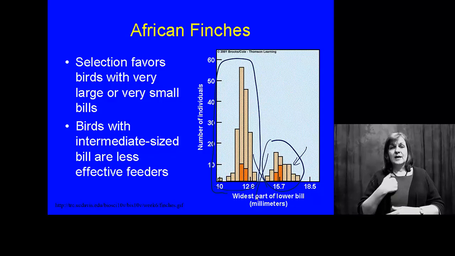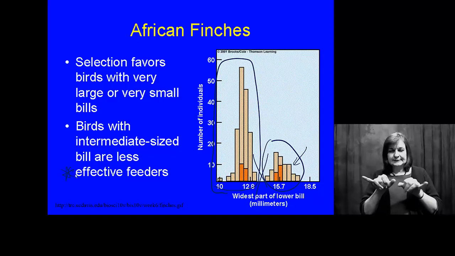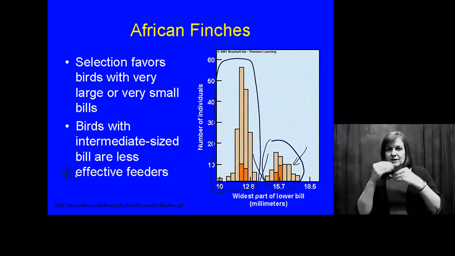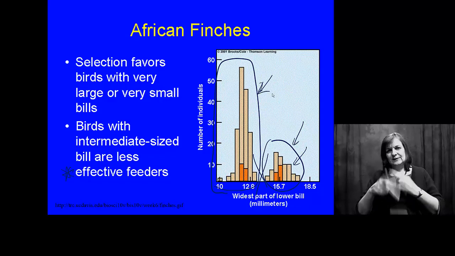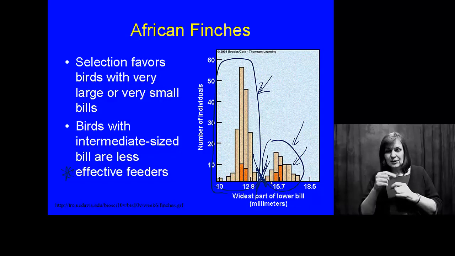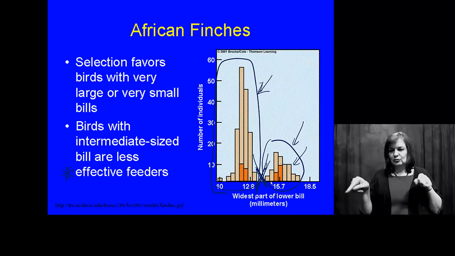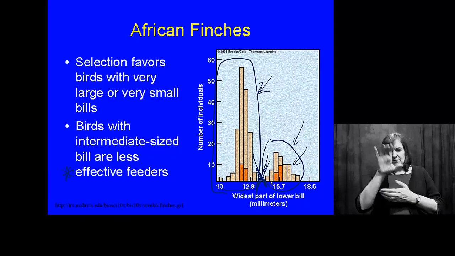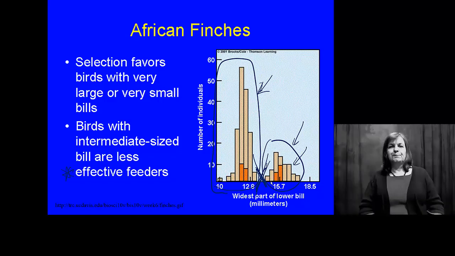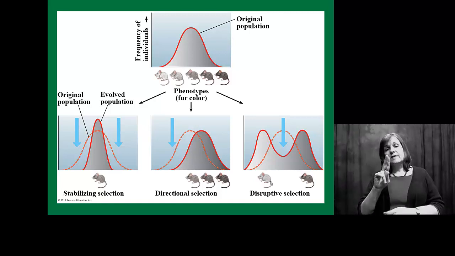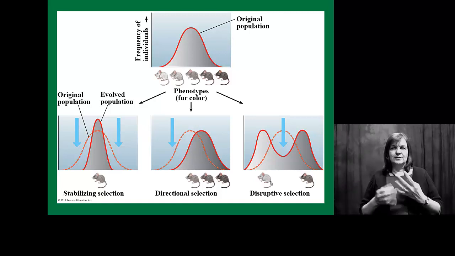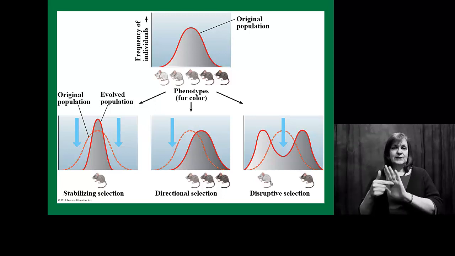Well, as I have noted here for you, they found that the intermediate sized beaks are actually much less effective feeders. So these populations are likely eating two different things, but if you have an intermediate sized beak, it turns out that you're not very good at eating either one. So we've eliminated to a great extent that phenotype in the population. We can also look at changes in fur color. Okay, there are all kinds of options here. There are tons online if you want to look for other examples.